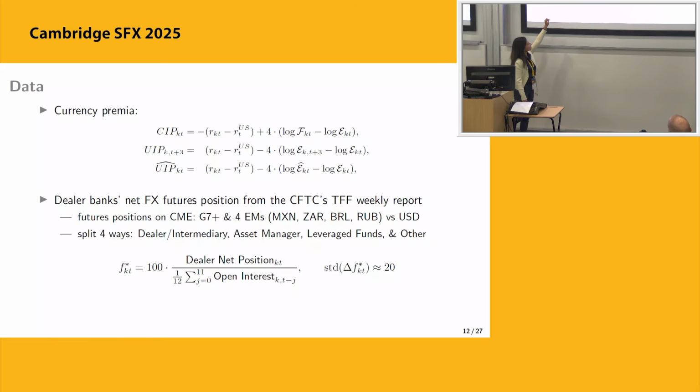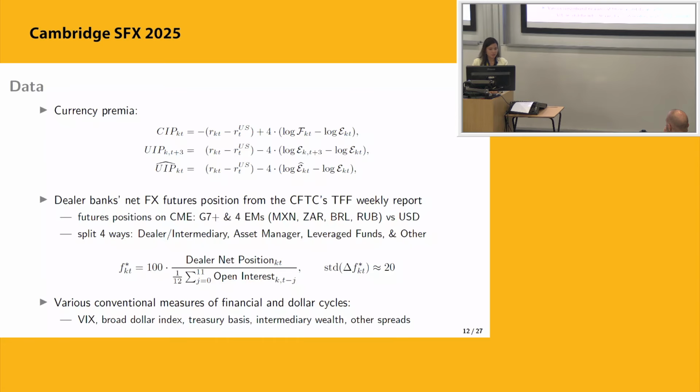Just wanted to say that we use both expected UIP deviation using consensus forecasts, as well as exposed UIP deviation using actual exchange rates. And here's the data, the dealer banks' net futures position. We have it from the CFTC at weekly frequency for the G7 and 4 EM currencies, and it's split into positions of dealers, asset managers, leveraged funds, and others. We take the net position divided by the total open interest, of which we take a moving average. The standard deviation here just says that the dealer's footprint is very large, about 20% of the market.